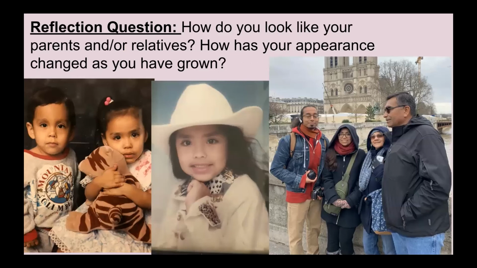And then my reflection question for you guys. Again, we as humans are living things. We can grow and reproduce. So think about, how do you look like your parents or your relatives? And think about, how has your appearance changed as you have grown? Something fun that you can do at school is see if you can bring pictures of yourself when you were a baby and compare it to how you look now, or compare it to how you look compared to your other family members. So you can see how my brother and I have changed as we've grown up.